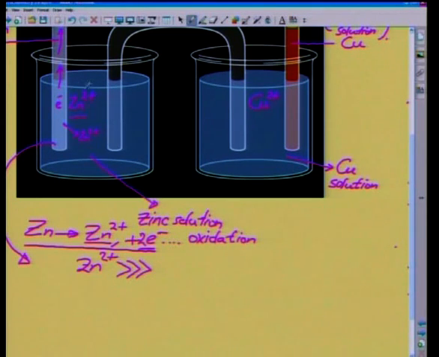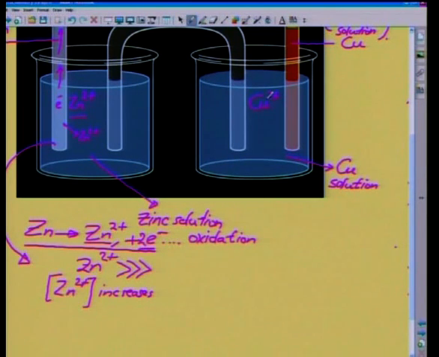In other words, the concentration of the Zn2+ ions increases. So we'll say that the concentration of Zn2+ ions in that solution increases. Okay, so that is what we're seeing happening there. On the other side as well, let's check what is happening.